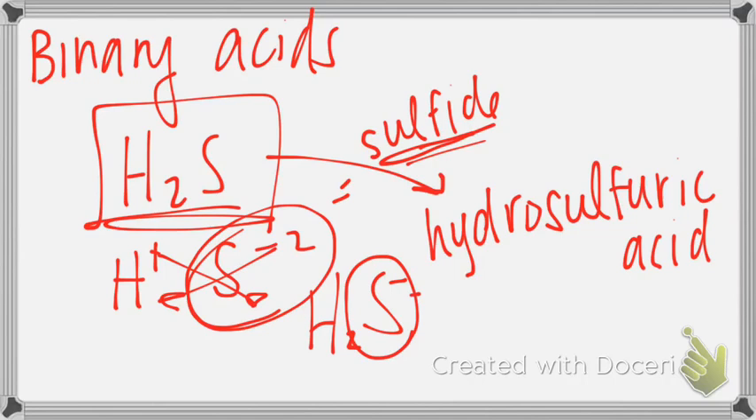Hydrosulfuric acid is H2S. So if it ends in IDE, we add hydro and IC. If it ended in I, though, we just add us? Right. Okay. Hydrosulfuric acid, and we take out the I and then add us? If it was sulfide, it'd be sulfuric acid. We're going to do all of those practices.